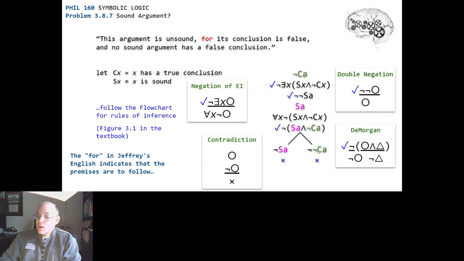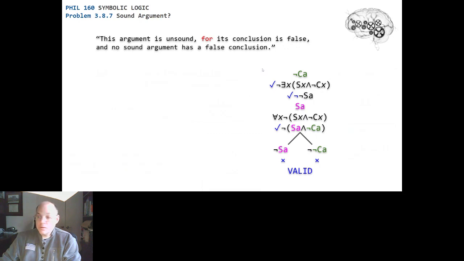We end up with a negated SA and a negated CA. Because we've got an SA in one row and a not SA in another row, we have a contradiction along that left path, which closes out that branch. And from the very first row, we have a not CA. At the bottom of the right-hand branch, we have a not CA. Again, a contradiction, which closes out that right branch. So all branches are closed, which means that we have a valid argument. So the form of the argument is valid.